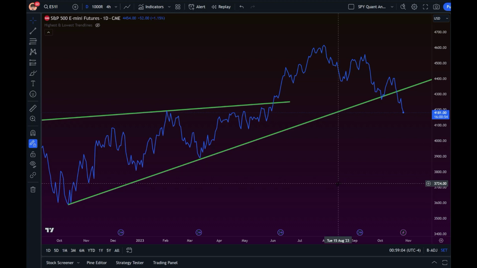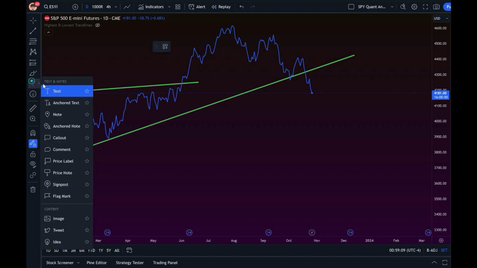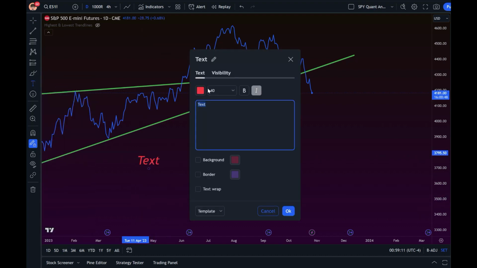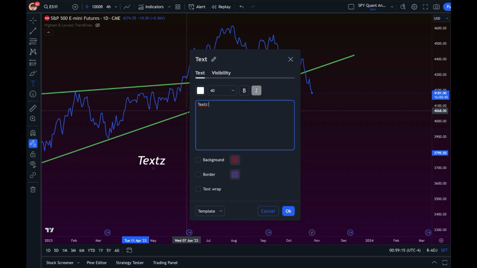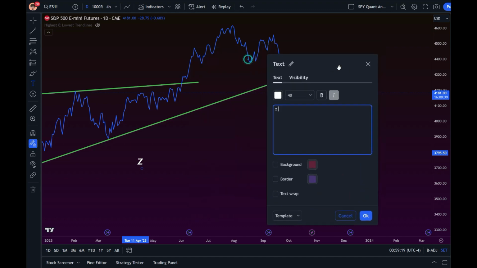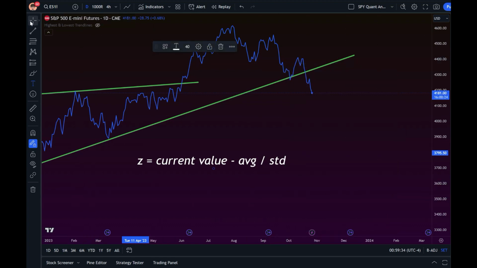So if we come over to this chart, I'm just going to write out how we calculate Z-score, okay? Z-score is calculated by taking the current value minus the average divided by the standard deviation, okay? So that is how we calculate Z-score.